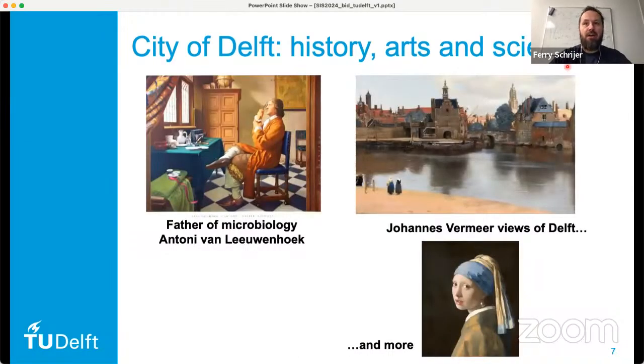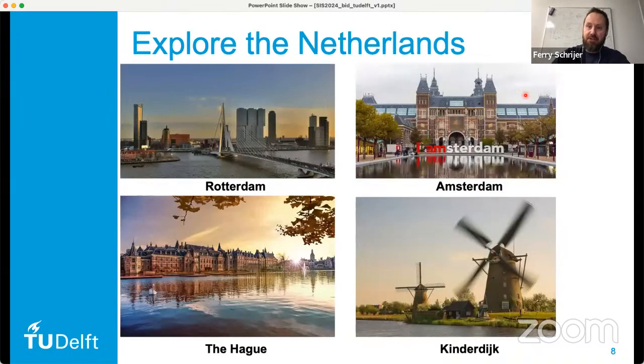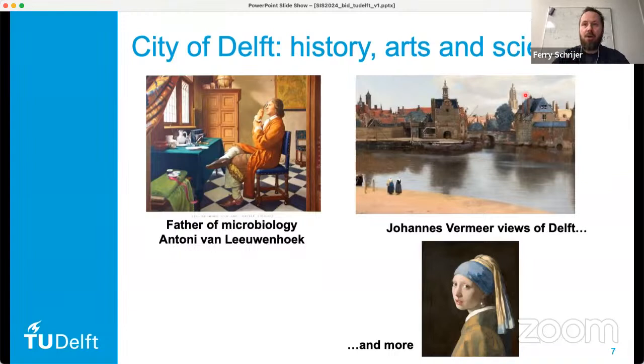Delft is also known for its painters. There is Johannes Vermeer, who is very famous. Top right, you see a picture of him. In this picture, you see a church on the top right as well, which is the church at our main square. So this is a view from the harbor toward Delft. But we also have the famous painting with the girl with the pearl earring. And in addition to that, one of the fathers of microbiology, Anthony van Leeuwenhoek, also came from Delft, where he was making his famous microscopes.